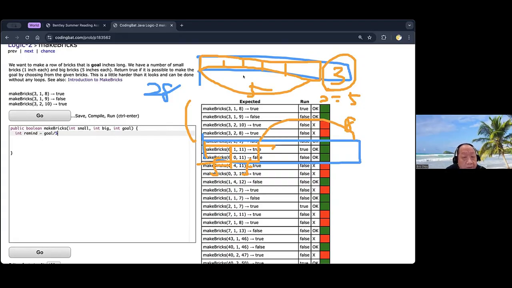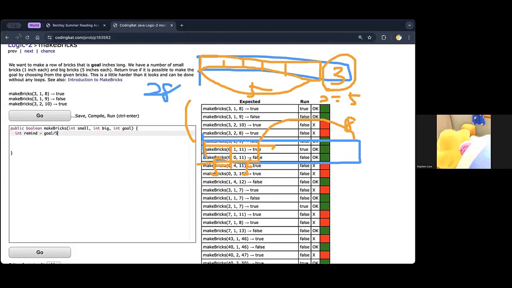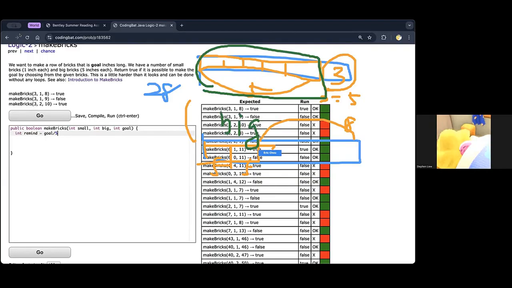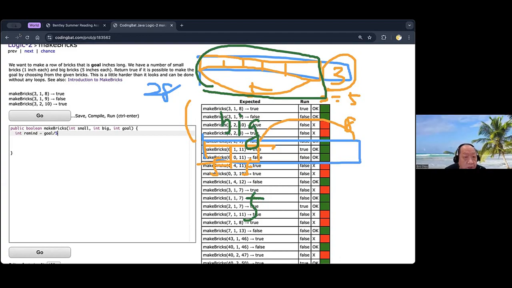Are you okay so far? Yeah. First one, how to determine your big one. You can use as many big ones as you want. How many big ones can you use? You're given a number of big ones, but how many big ones can you use?